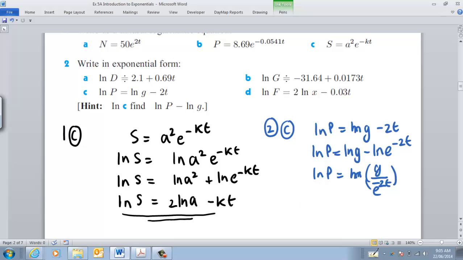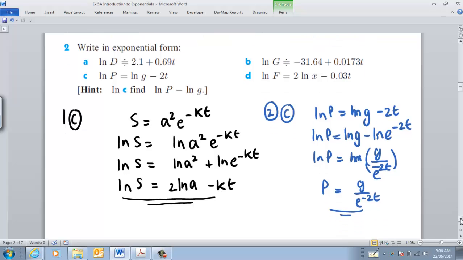So what we could say over here, if you're going back to your rule, is that if you take those both to the power of e, p is simply equal to g all over e to the minus 2t. So that's my rule that I've got there. So that's exercises 1 and 2 that you need to look at.